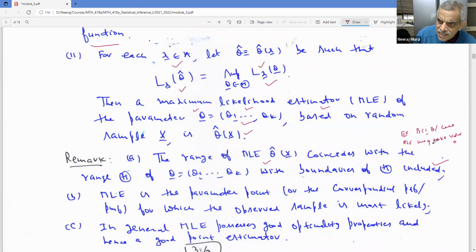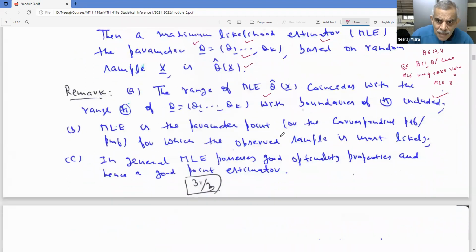For example, in this case, MLE is X bar, binomial 1 theta. And X bar can be 0, right? Because each observation is 0, then X bar can be 0. So although here theta may be between 0 to 1, your maximum likelihood estimator will take value in 0 to 1, but it can take value in the boundaries also. That is because of this supremum, because supremum may be attained in the boundaries.